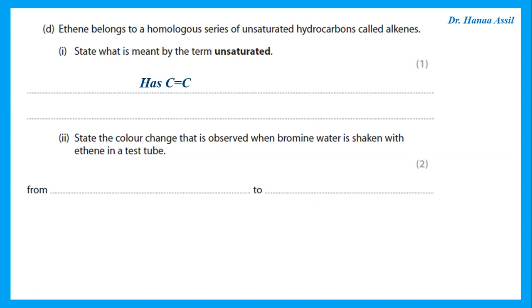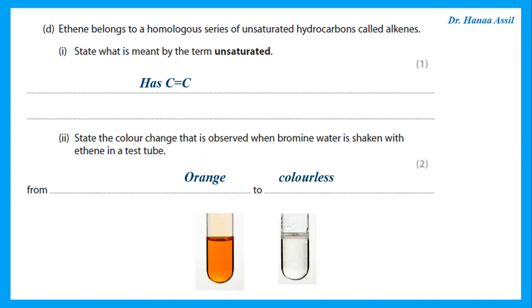Then he says, state the color change that is observed when bromine water is shaken with ethene. Remember, what was the test for ethene? We said add bromine water. It turns from orange to colorless.